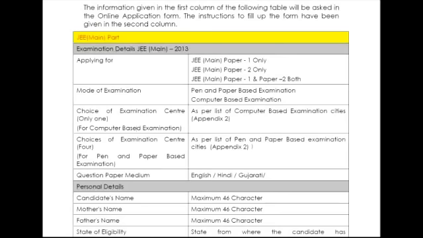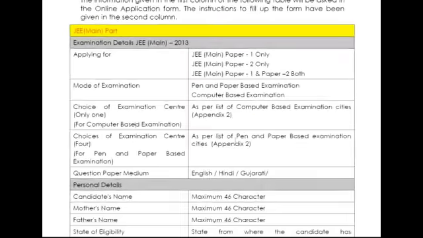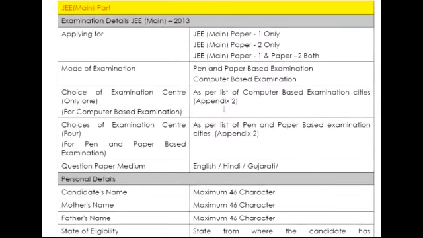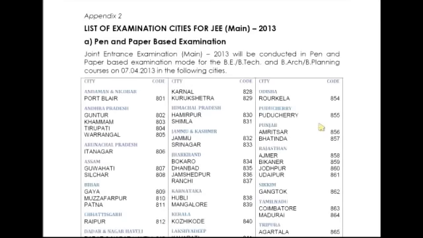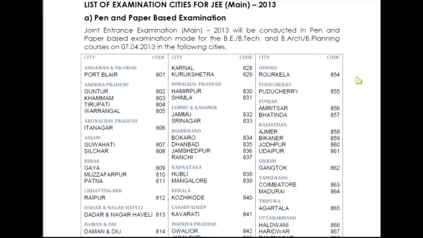And if you have chosen computer based, then you need to give one examination city center here. This you can see in appendix 2. And if you have chosen a pen and paper based examination, you need to give 4 preferences. Let's go to appendix 2. Here is a list of examination cities for pen and paper based exam.